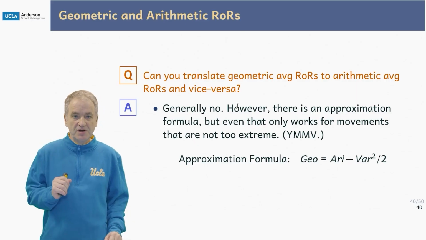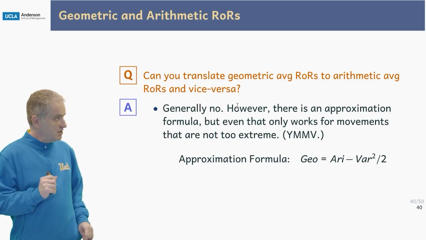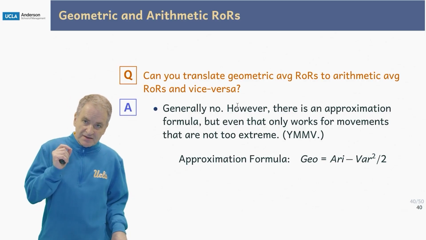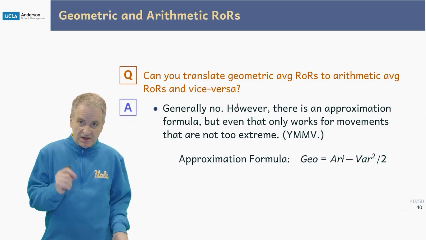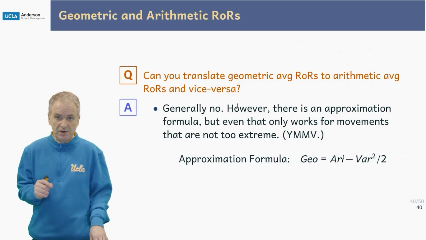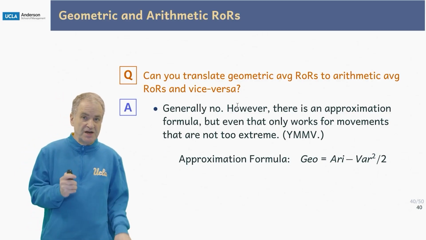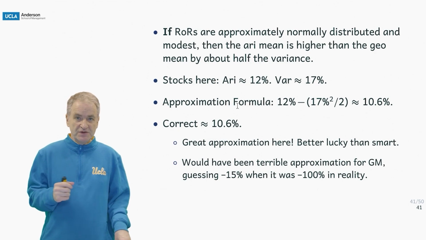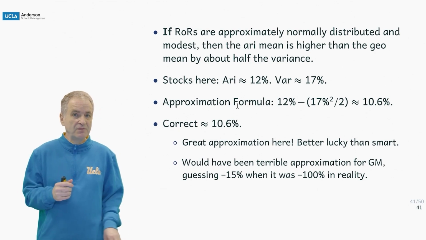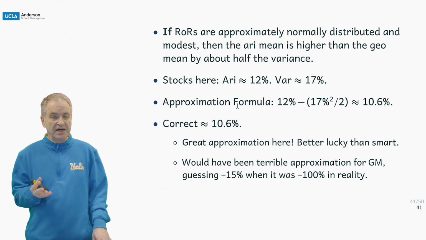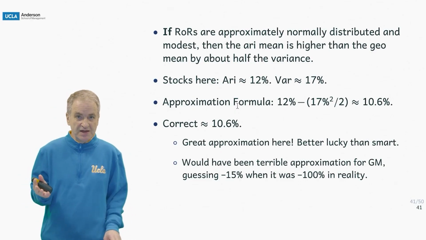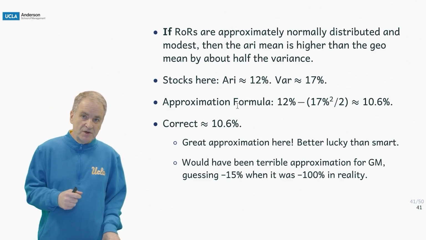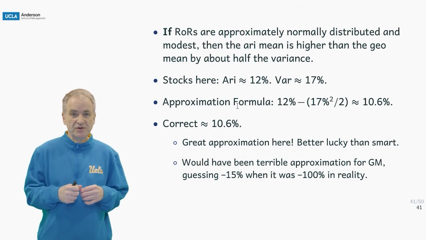And here's the approximation formula. The geometric rate of return is the arithmetic rate of return minus the variance squared divided by 2. Not the standard deviation squared, the variance squared, which is a very rare thing to do. So here, for example, for stocks, we had an arithmetic rate of return of about 12%, a variance of about 17%. The approximation formula tells me the geometric rate of return should have been about 10.6%.